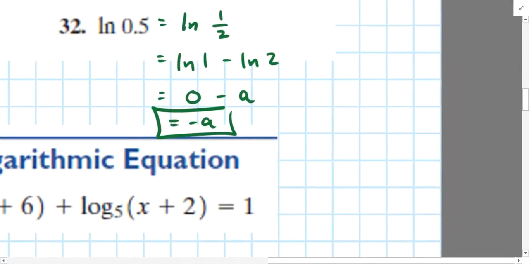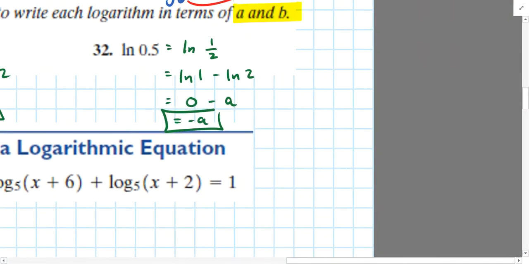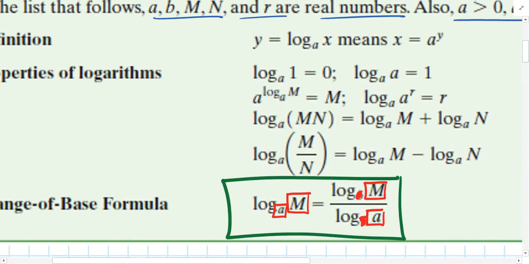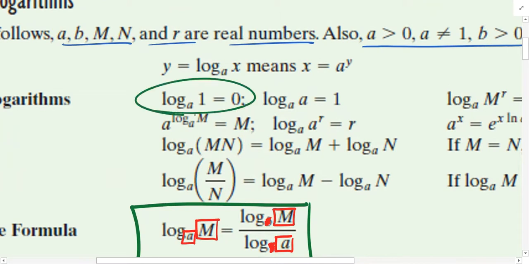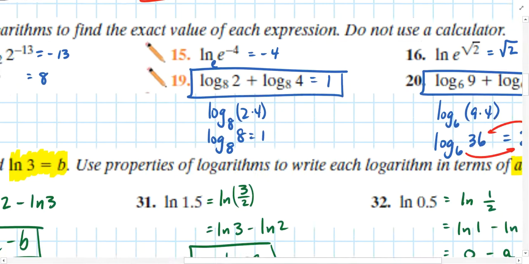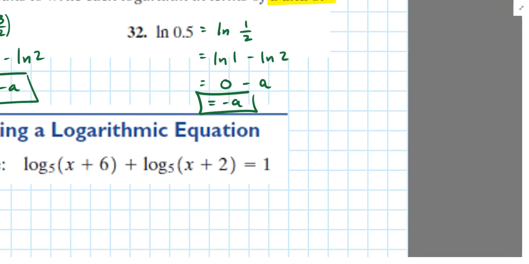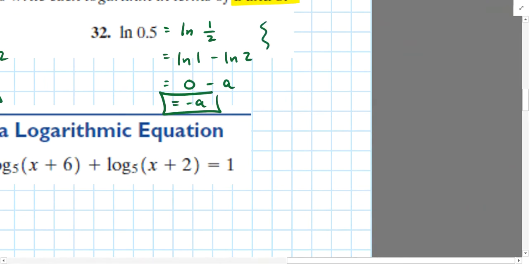For number 32, I was a bit misleading in saying that you had to use 3 and 2. We could use 1 and 2 in this case, because the natural log of 1, or any logarithm of 1, always equals 0. That's a property that we had learned before, and I believe it's in this list. Yep, there it is. Any logarithm with a base evaluated at 1 is always equal to 0. And so 0 minus a, of course, is negative a.